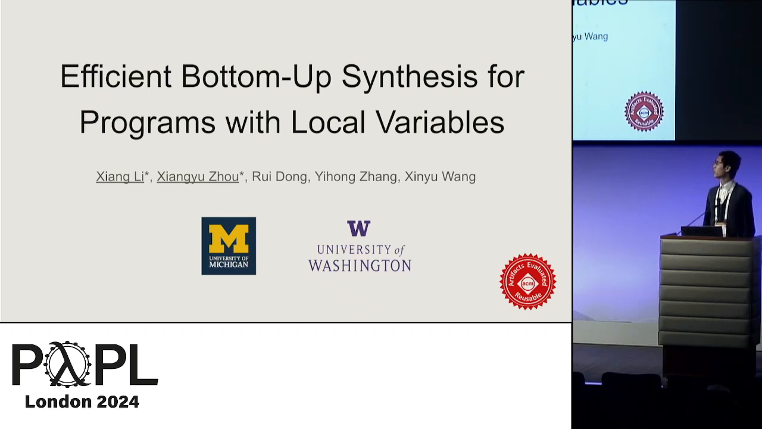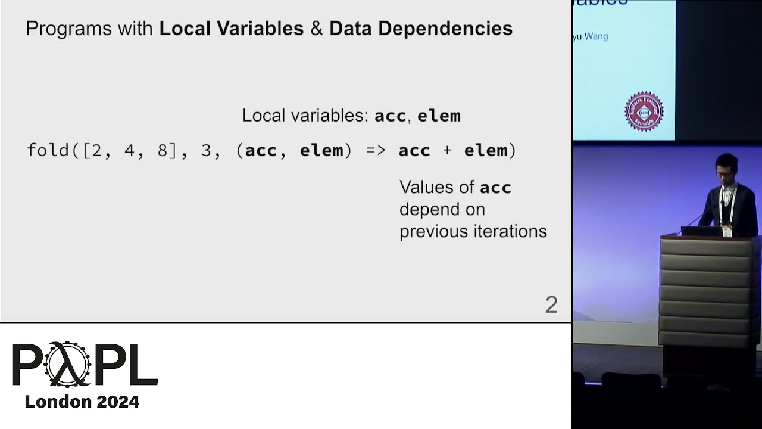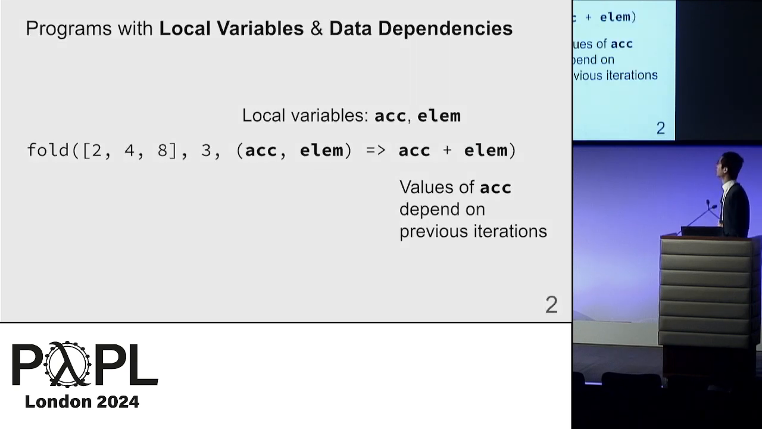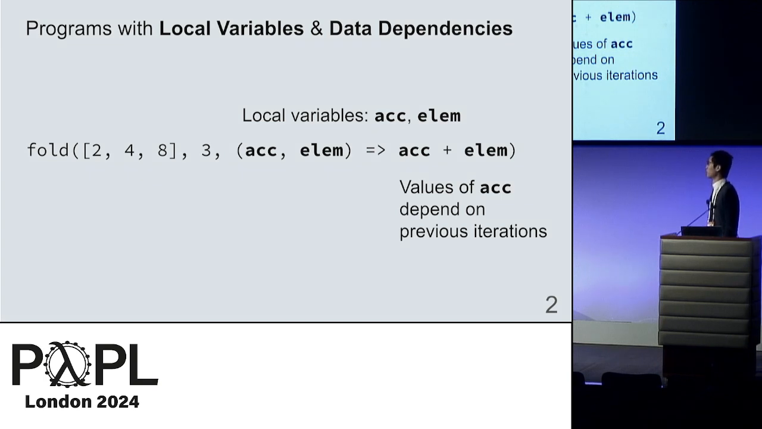So today we're here to present a new, more efficient synthesis algorithm for programs with local variables. To start, let's see an example of a program with both local variables and data dependencies. One that comes to mind immediately is fold, which is a very common higher-order function in many languages.